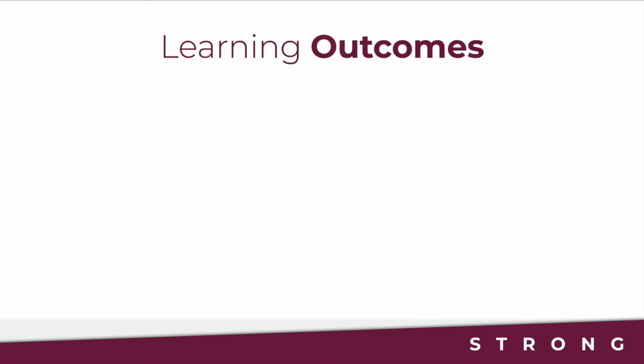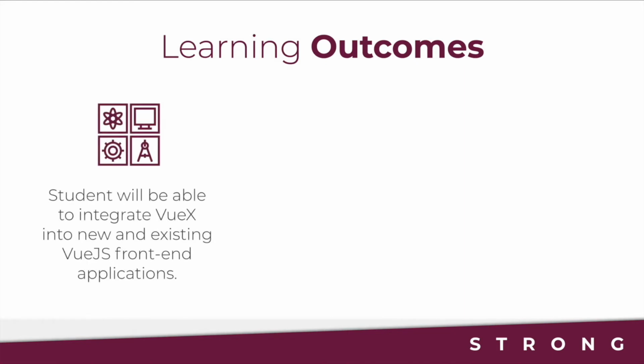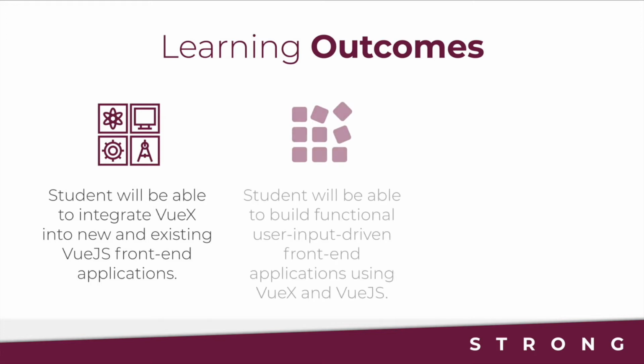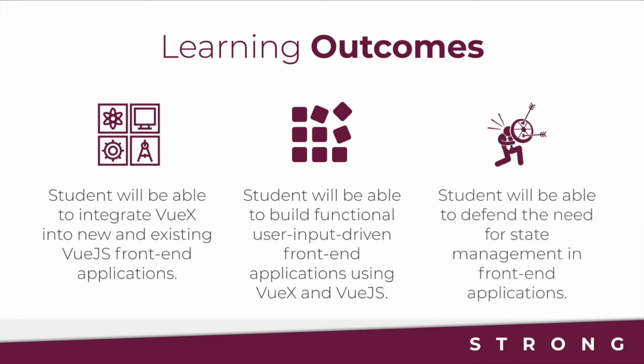Some examples of learning outcomes might include things like student will be able to integrate Vuex in a new and existing Vue.js front-end application. Or student will be able to build functional user input-driven front-end applications using Vuex and Vue.js. Or student will be able to defend the need for state management in front-end applications. Did you notice each of these learning outcomes starts with the same preamble? Student will be able to. This preamble is often called SWBAT.